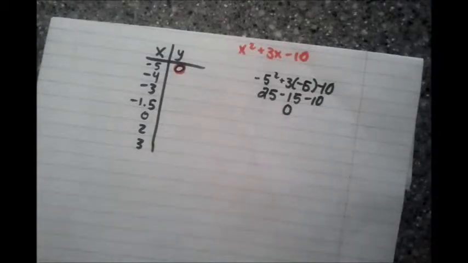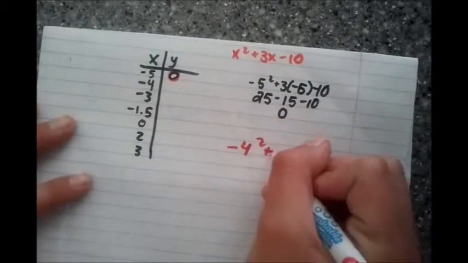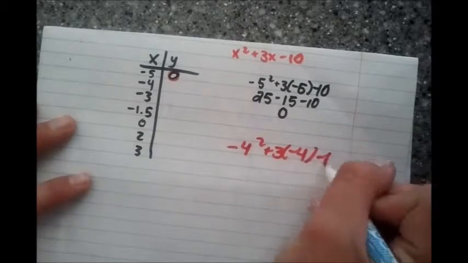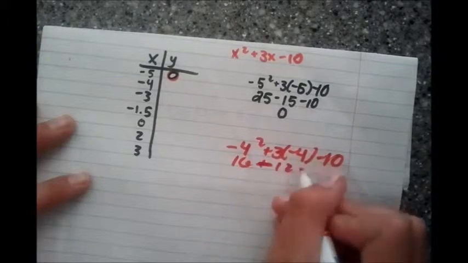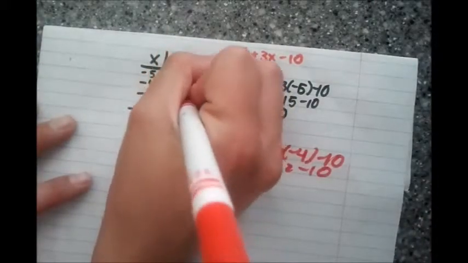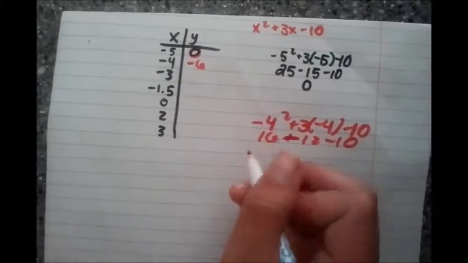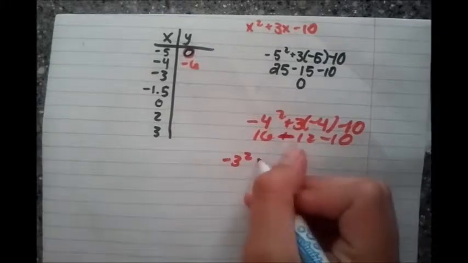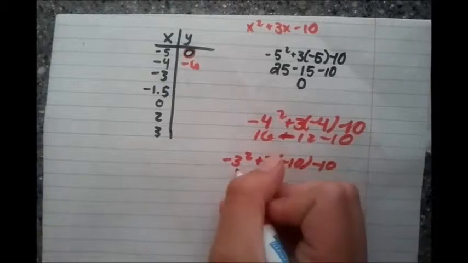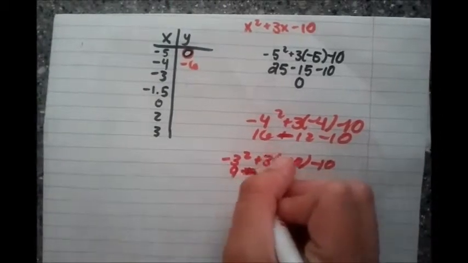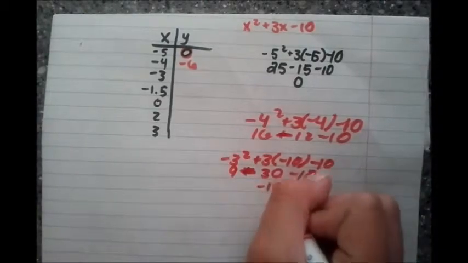Then another one you can do would be negative 4 squared plus 3 times negative 4 minus 10. That is 16 minus 12 minus 10, which equals negative 6. Isn't that funny? Then another one you can do is negative 3 squared plus 3 times negative 3 minus 10. So that's 9 minus 9 minus 10, which is negative 10.